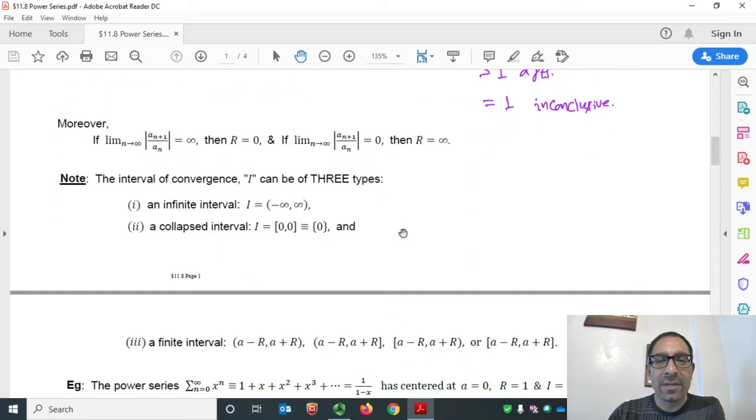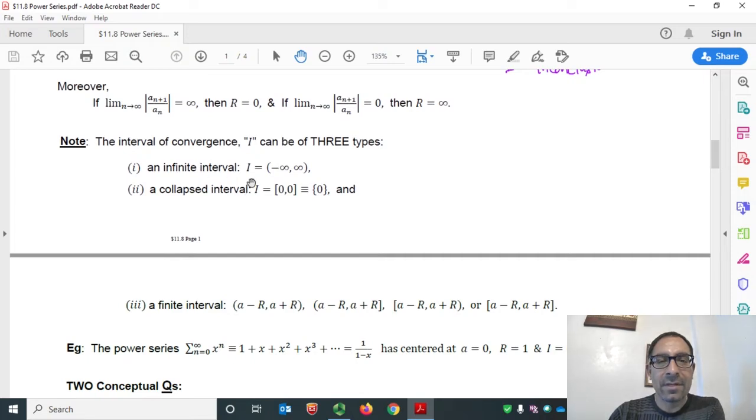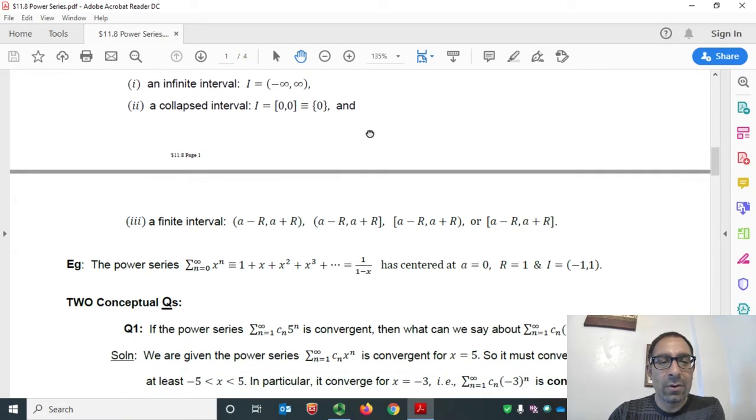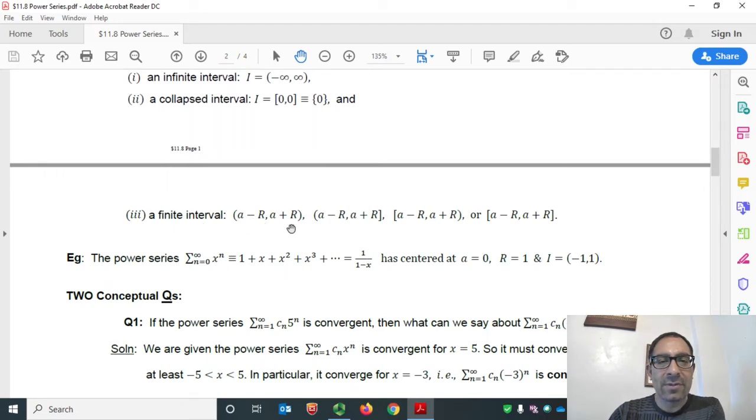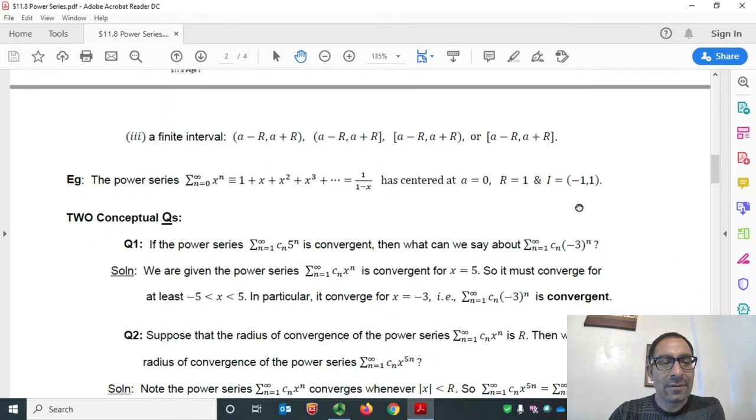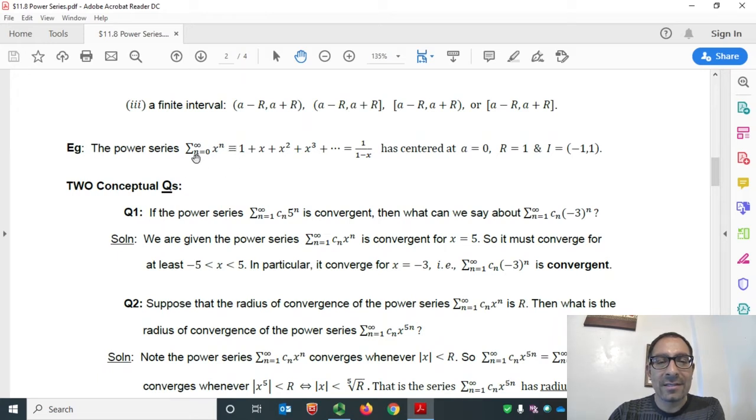The interval of convergence I can be of three types: an infinite interval, meaning the whole real line, or a collapsed interval, which is a singleton set {0}, or a finite interval, meaning from a minus r to a plus r, an open interval, or left open interval, or right open interval, or closed interval. Quick example, the power series summation x^n equals 1 plus x plus x squared plus ..., which equals 1 over 1 minus x, has its center at the origin. The radius of convergence is 1 and the interval of convergence is the open interval (-1, 1). Great. Now let's move on.